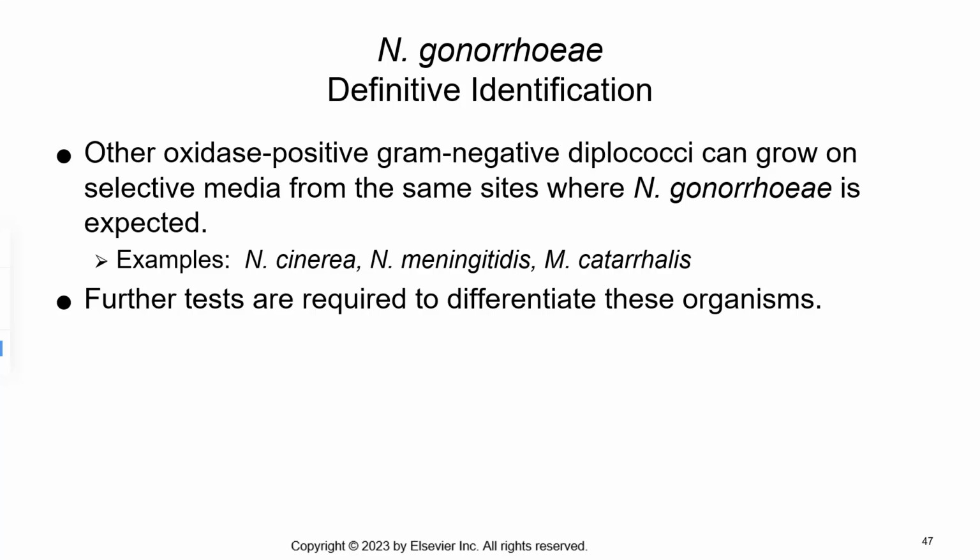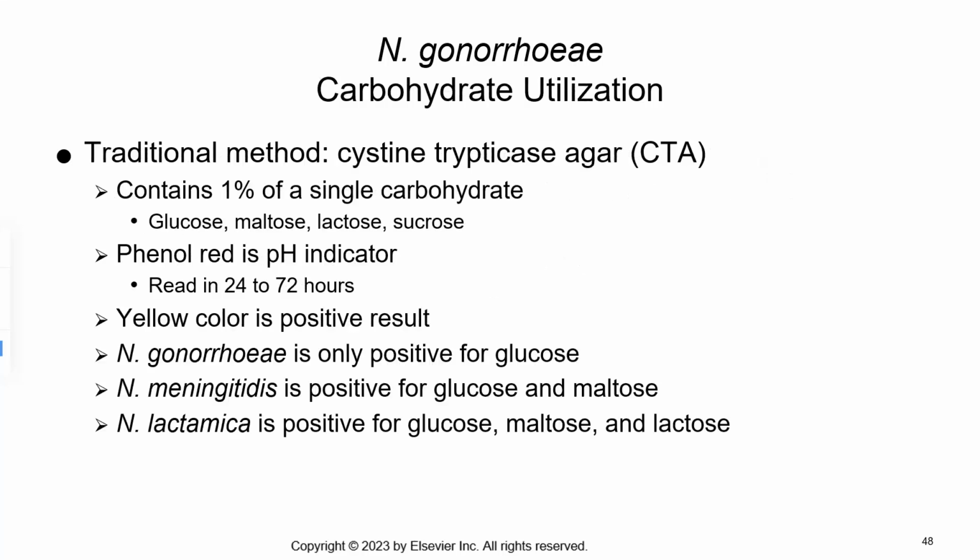Other oxidase positive gram-negative diplococci can grow on selective medium from the same sites, and examples are listed there. Further tests are required to differentiate these organisms. Carbohydrate utilization is one of those tests.